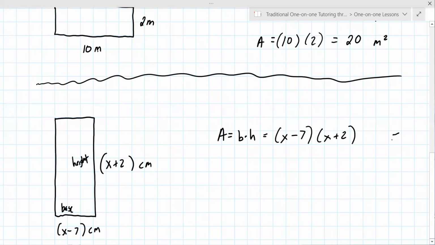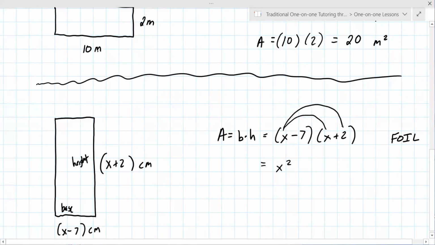And you would need to do what's called FOIL this. Do you remember how to FOIL? This is something from Algebra 1. So x minus 7, times x plus 2. You need to first multiply x and x, right? X squared. Exactly. X times x is x squared.